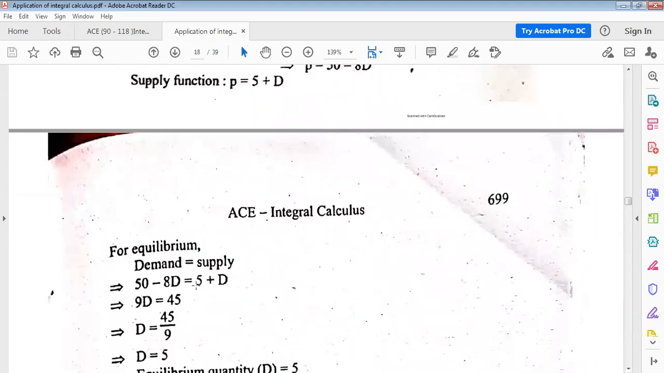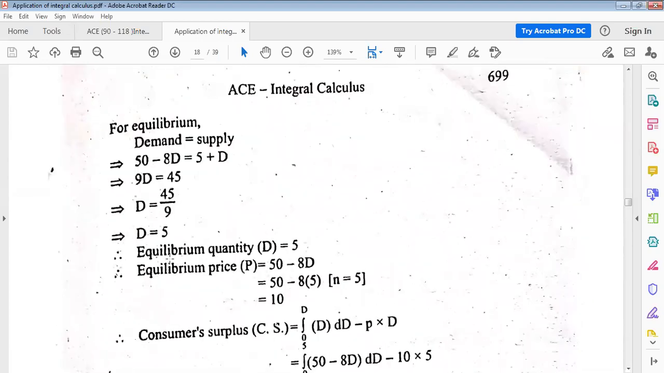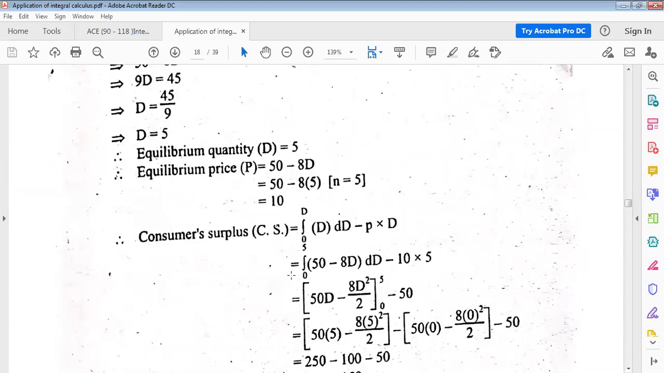From this we can find d equals to 5, that is, x naught equals to 5. And the price at x naught equals to 5, p equals to 50 minus 8 into 5, that means 10. So the consumer surplus formula we know: CS equals the integral from 0 to x naught of the demand function dx, minus x naught p naught. Just putting the value of d, the integration of 50, a constant, gives 50x, and the integration of x gives x square by 2.